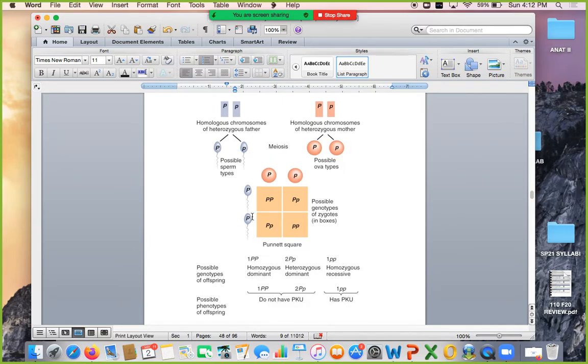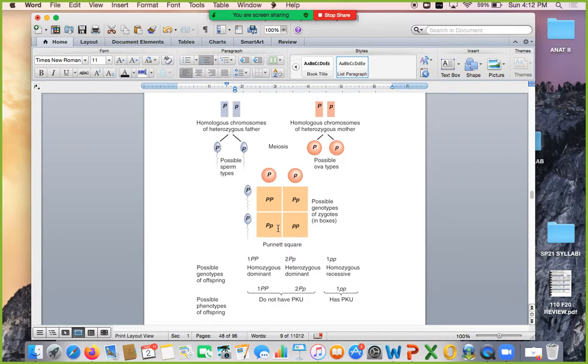So if we separate that out in what is called a Punnett square, we basically are going to align the sperm types on this side and the egg types on that side and then bring them together. In this box, we'll bring these two. In this box, we will bring these two. In this box, we'll bring these two. And in this box, we'll bring those two.